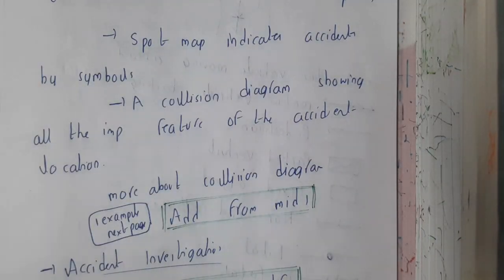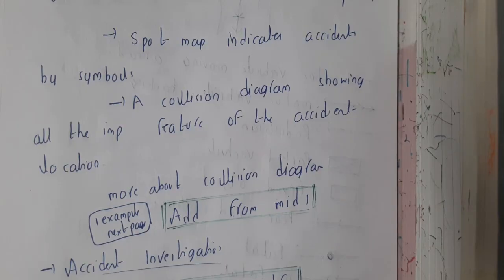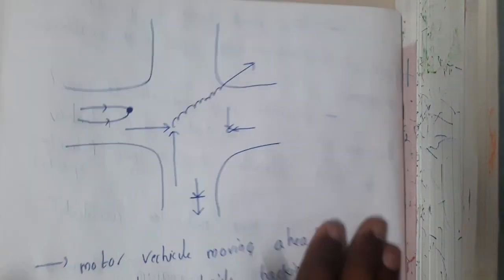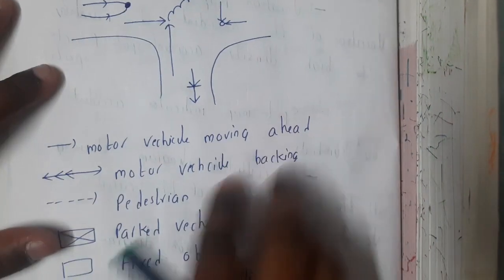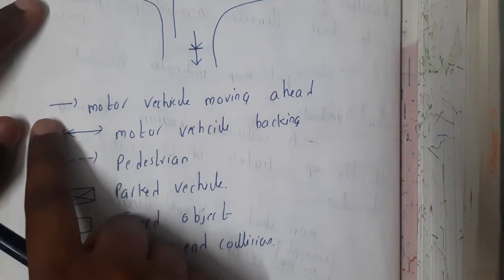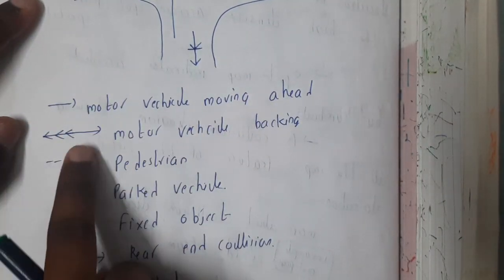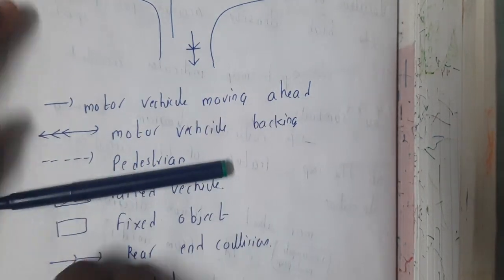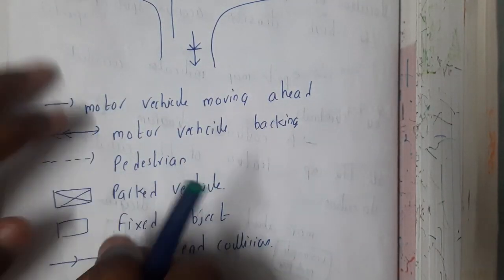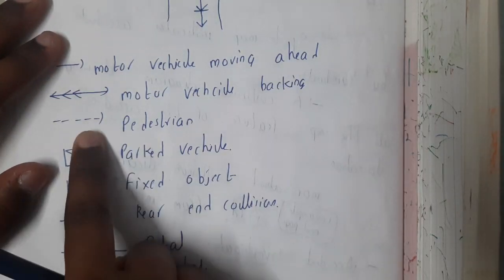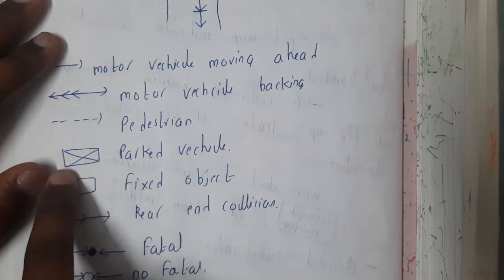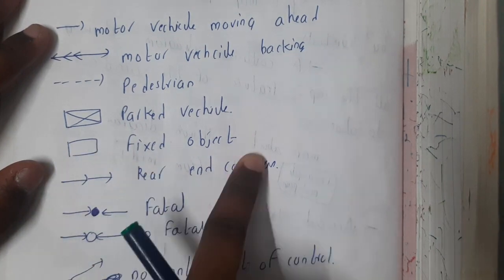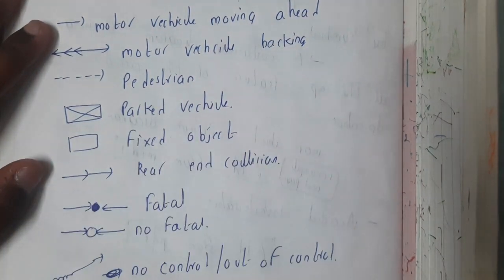Next, let us go through an example, guys, so that you will have a clear idea. Here is an example, and these are the symbol names. A single arrow is a vehicle. An arrow with reverse arrows is backing up, so instead of going like this, it is coming in the reverse way. Pedestrians are represented with dotted lines, a parked vehicle with a cross box, and a square or rectangle box is a fixed object, so it cannot be moved.